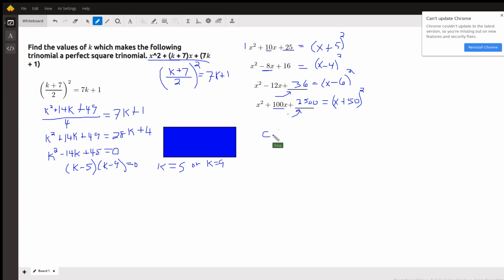Just for the heck of it, let's check the 5. I'll have x squared. I put 5 in for k. I've got 12x. I put 5 in for k here. 7 times 5 is 35 plus 1 is 36. And that's very similar to this one that had the minus 12x. Okay, I'll leave it to you to check k equals 9, but it does give you a perfect square trinomial also.